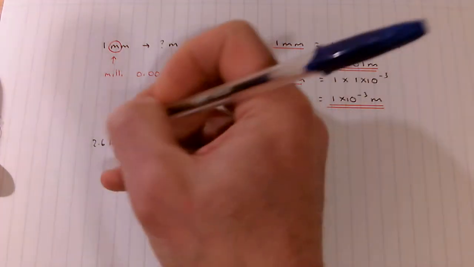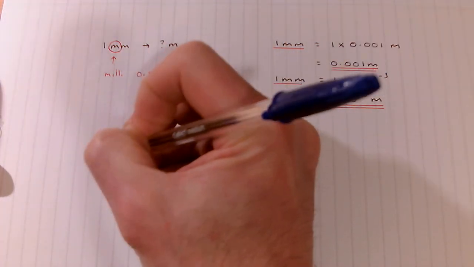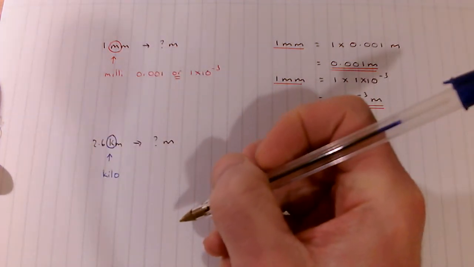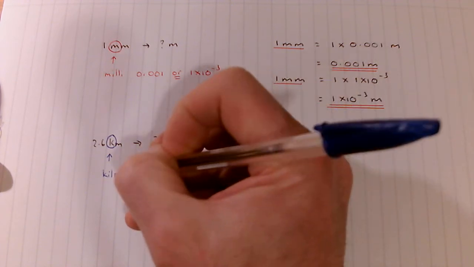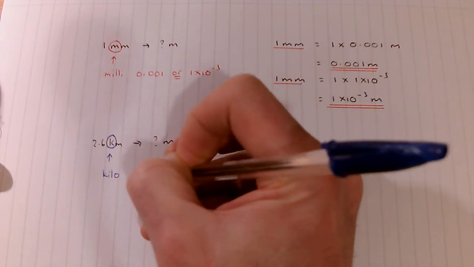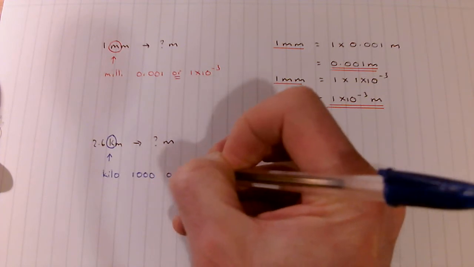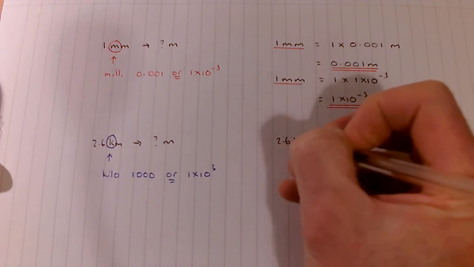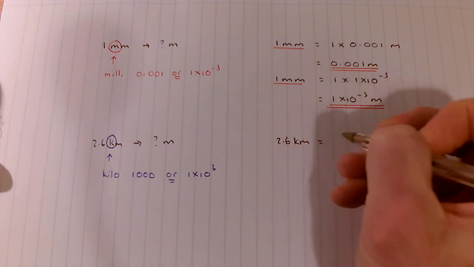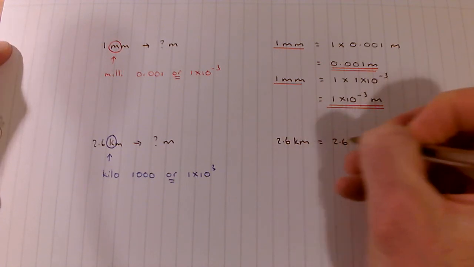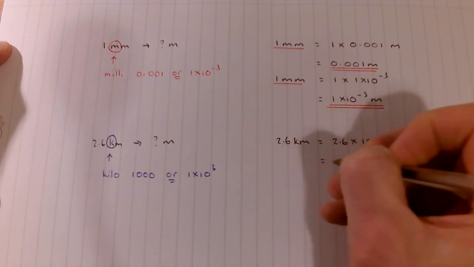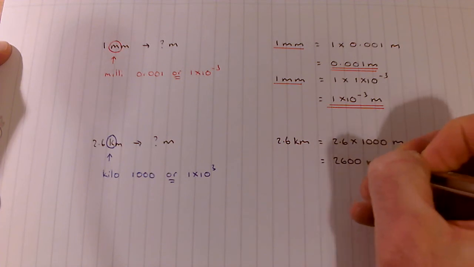So again, I go back to my table, I look at the K, that corresponds to a kilo, and a kilo can be expressed again in decimal or scientific. So in decimal it's 1,000, or 1 times 10 to the power of 3. So I can now use this to convert from kilometres into metres in one of two ways. So it's 2.6 times 1,000 metres, or 2,600 metres.